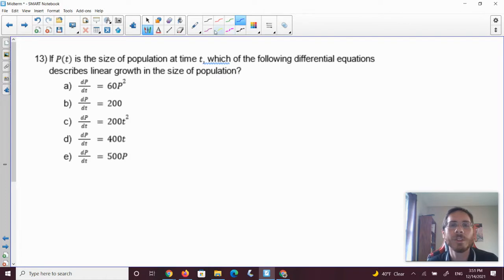For 13, P of t is the size of the population times t, which describes linear growth in the size of the population. I think remember we went over a similar question like this as a homework question. We said that to have linear growth, we need to make sure that our slope is just a number, because remember, derivative is kind of the same as slope. So if the slope is 200, that's going to be a graph of a line. All these other ones are not going to be lines. They'll all be curves. So we got to pick number 13, because again, this 200 is constant.